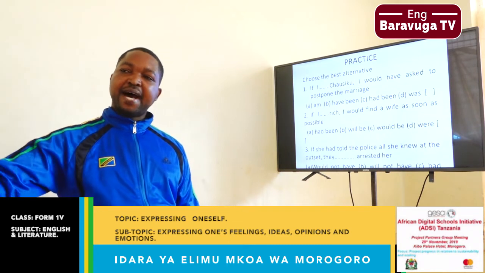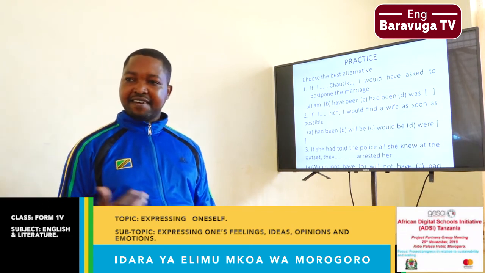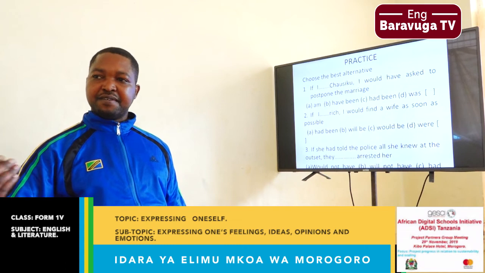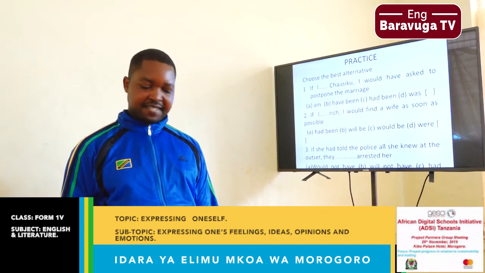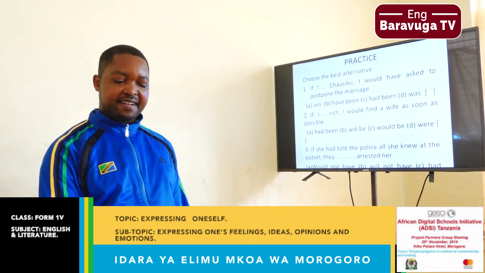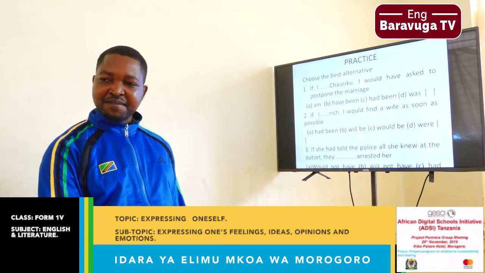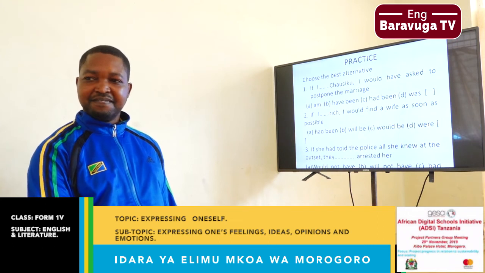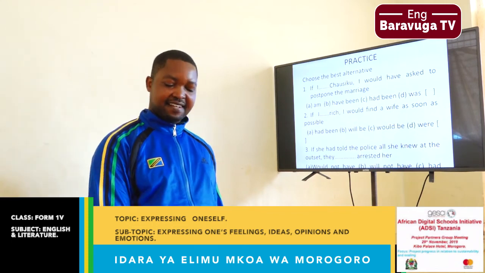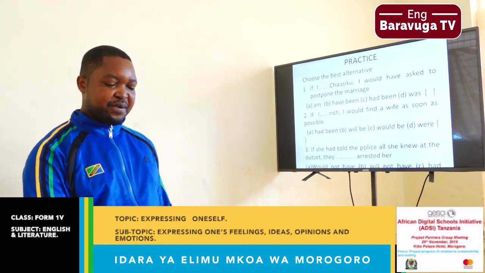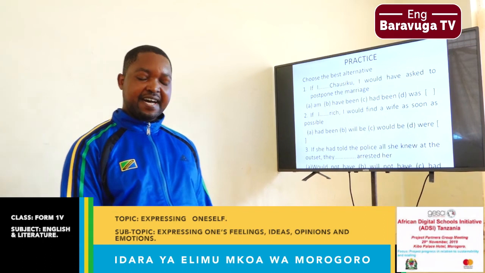Now we are dealing with the second part of the conditional sentence type 3. I've already told you about the second part. We talk of the conditional future. Now, among the given alternatives, would not have, will not have, and had, which one is the correct one? My dear students, take time to think about the answer. I hope you have the answer. The answer here is A, that is the conditional future, would not have. So if she had told the police all she knew at the outset, they would not have arrested her.